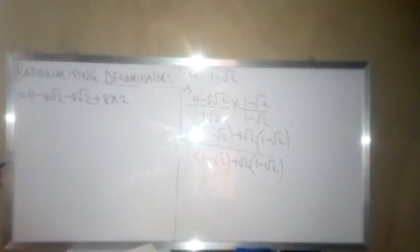And root 4 is what? Because root 2 times root 2 is what? Is 4. So it's root 4. Root 2 times root 2 is root 4. And root 4 is what? Is 2. Okay. So all over.